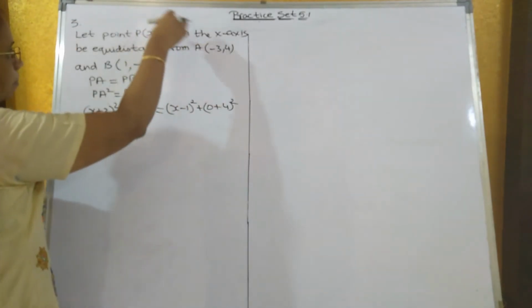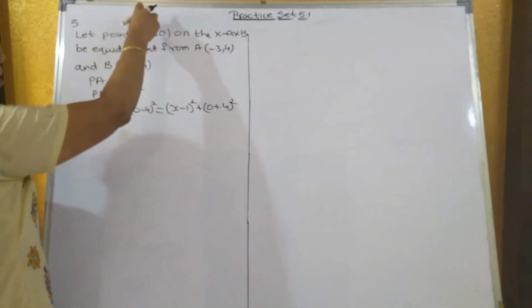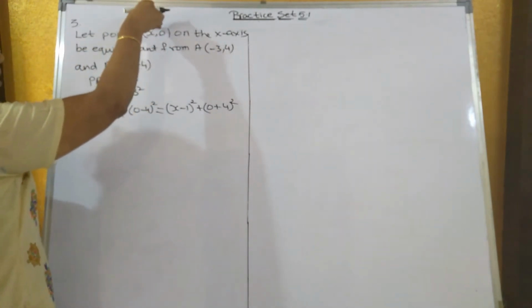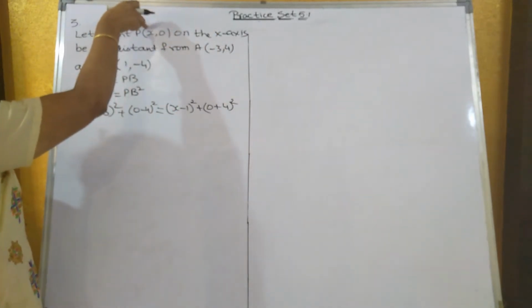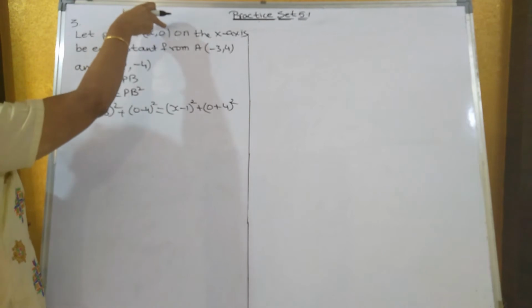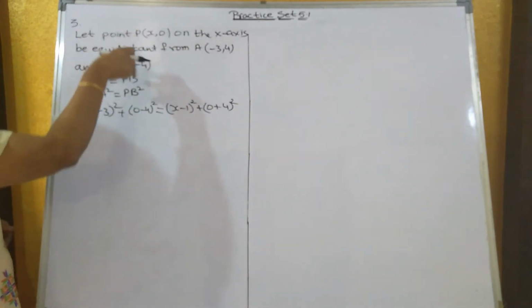So once take PA square, the second time take PB square. Always start with x. (x plus 3) the whole square plus (0 minus 4) the whole square. Next, PB square: (x minus 1) the whole square plus 0. Since it is minus, minus into minus is plus 4. So (0 plus 4) the whole square.